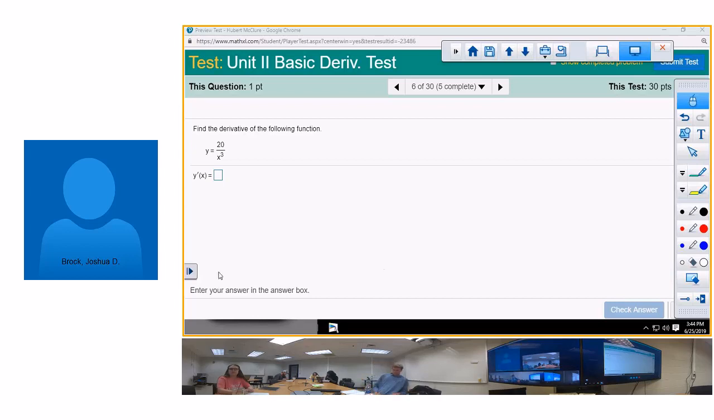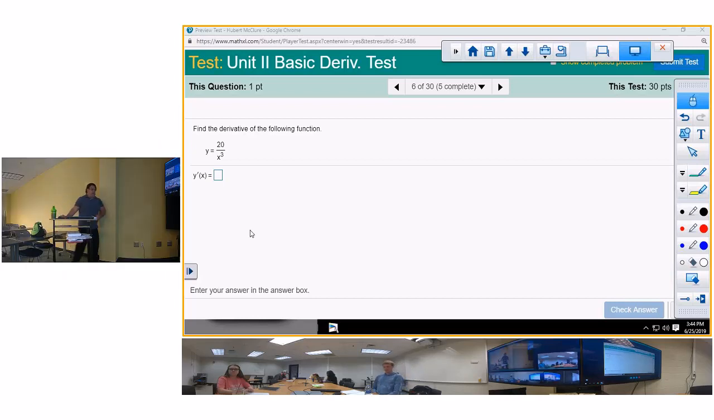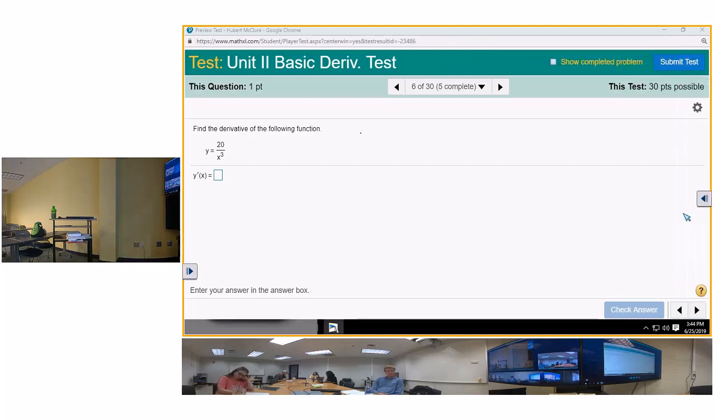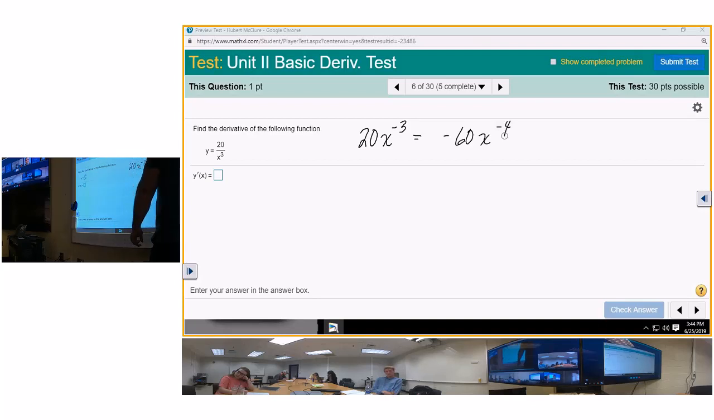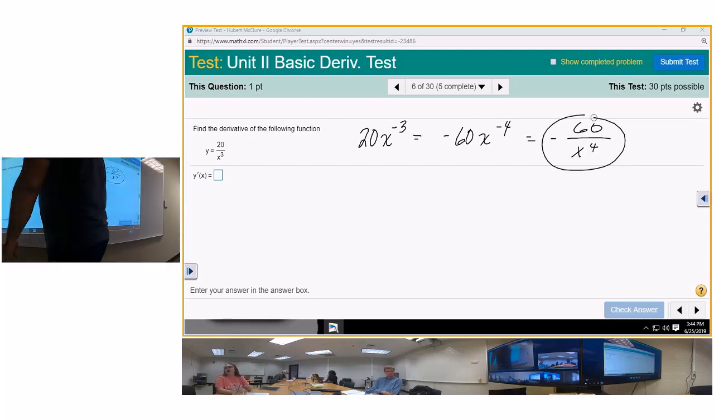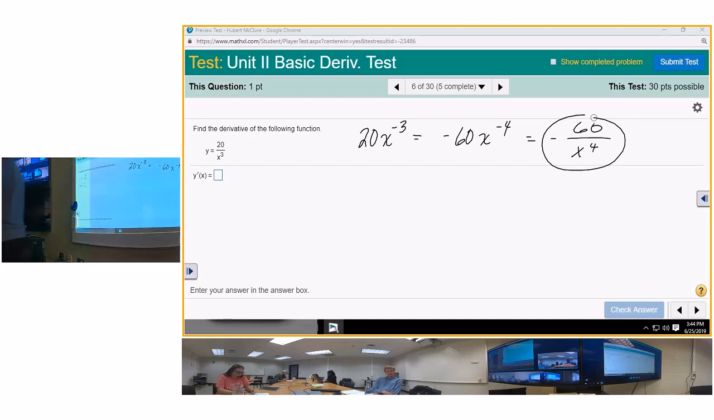All right, so we've got 20 over x cubed. So I'm going to rewrite that as 20 times x to the negative 3, which is going to be equal to negative 60 x to the negative 4, which is equal to negative 60 over x to the 4th. I don't know how they would want it, but I would say that would be the way. Chances are they would want it.